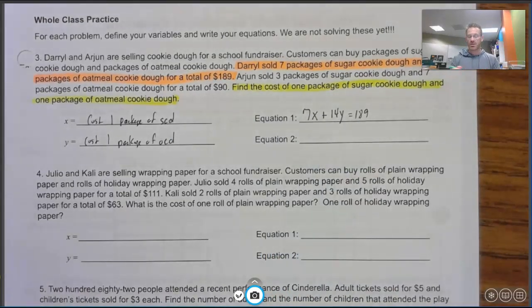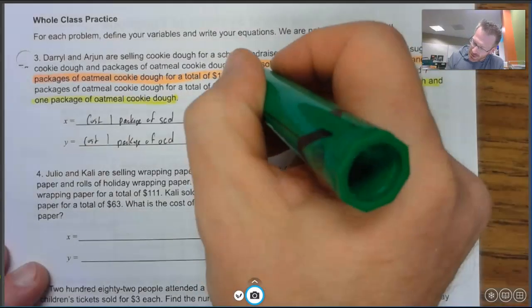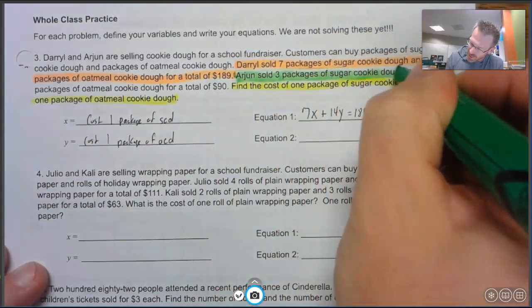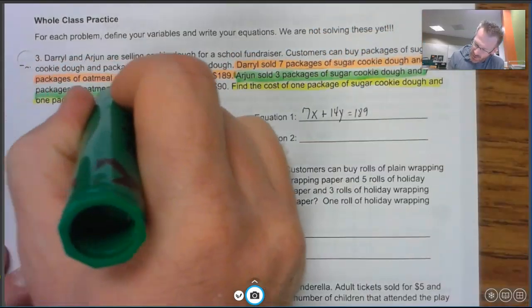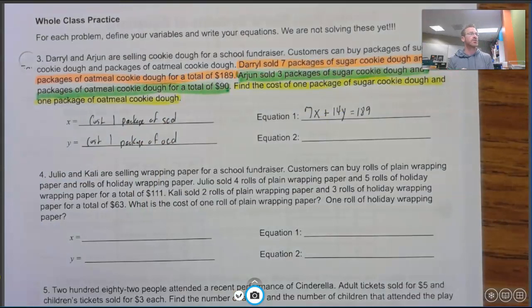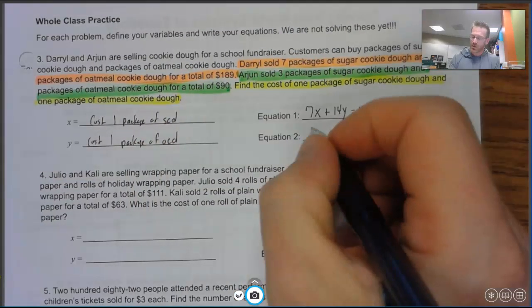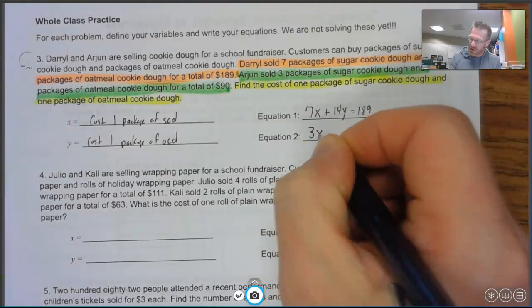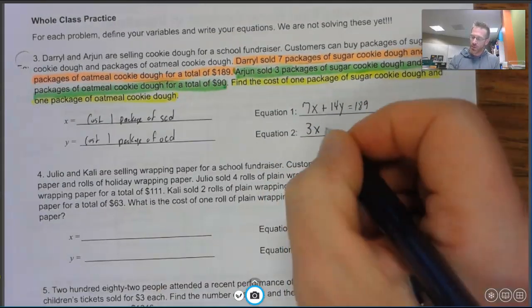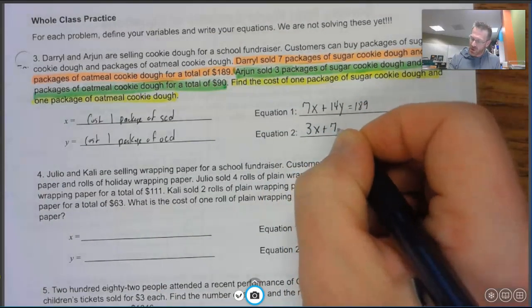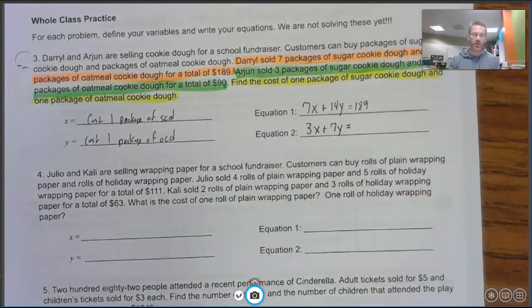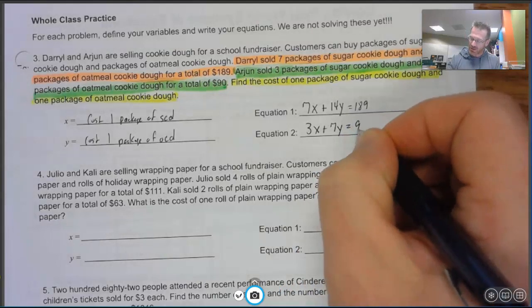Now, if we look at the next sentence, the next sentence for Arjun: Arjun sold 3 packages of sugar cookie dough and 7 packages of oatmeal cookie dough for a total of $90. And so all of that information is our next equation. So 3 packages of sugar cookie dough plus 7 packages of oatmeal cookie dough equals $90.